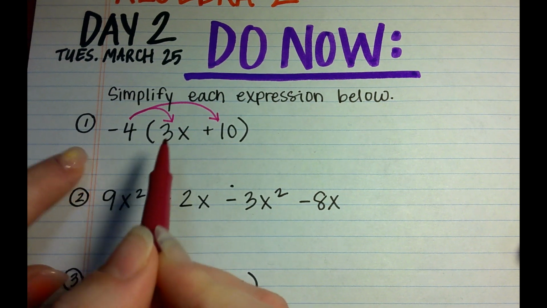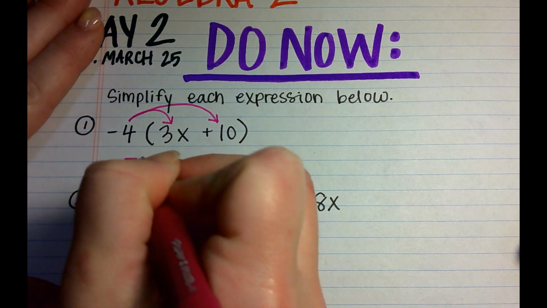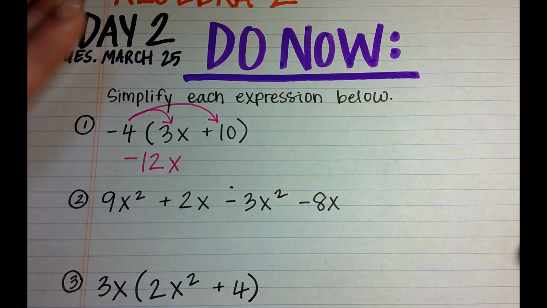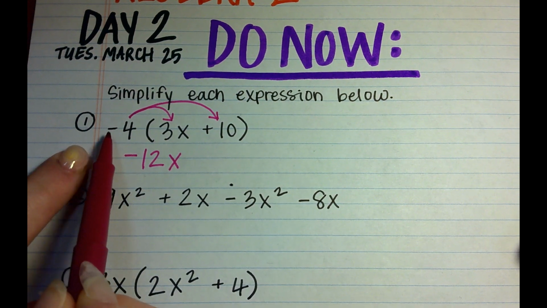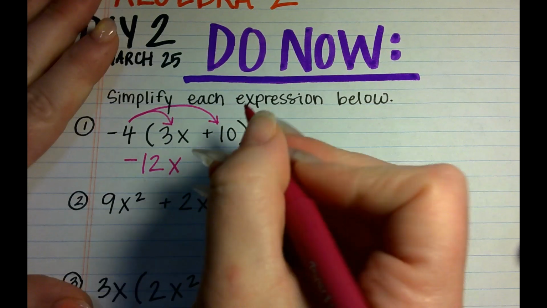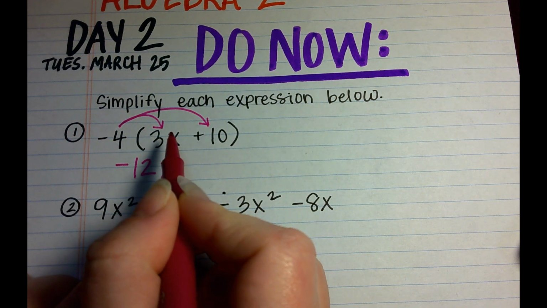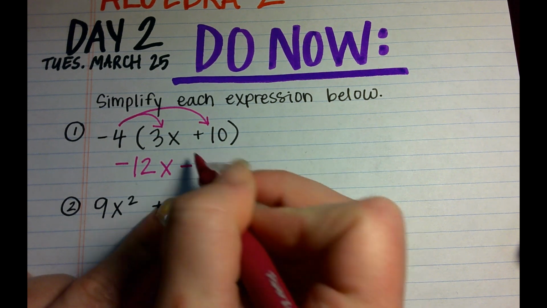So we'll do the first step first. What is -4 times 3x? -12x. Perfect. And how about -4 times 10? I'm sorry, -4 times 10 is -40. Perfect. Because we're getting a -40, that plus changes to minus 40.